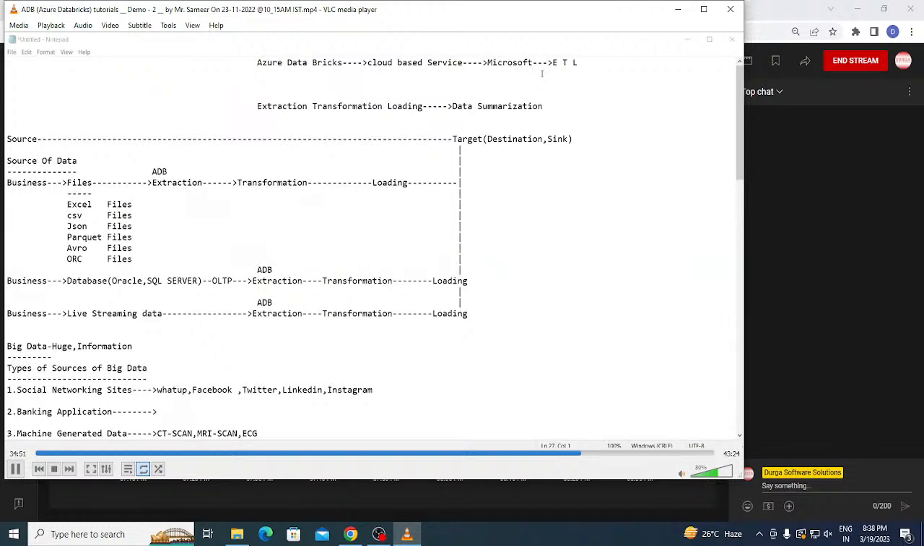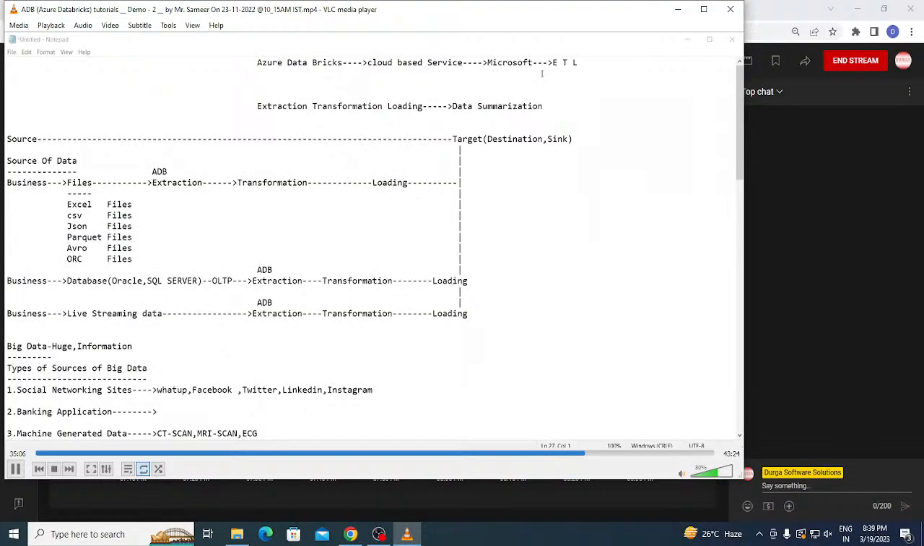That's it for the day, guys. With Azure Databricks, what kind of data do we usually handle, structured or unstructured? Unstructured, semi-structured, and structured. We will handle all three of them basically. Mostly you will have semi-structured data.